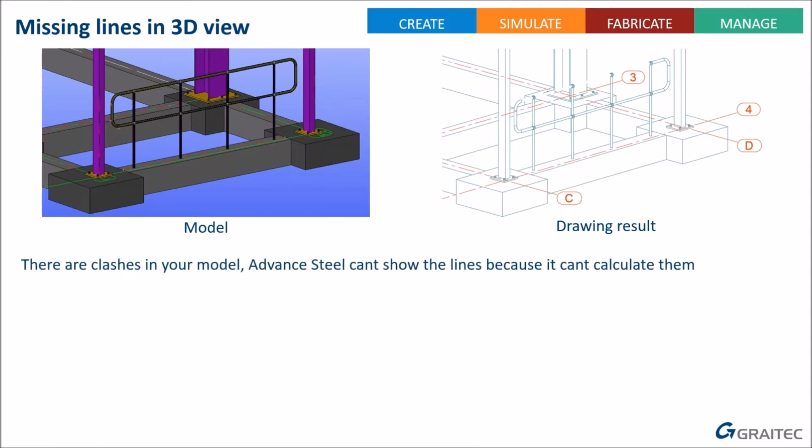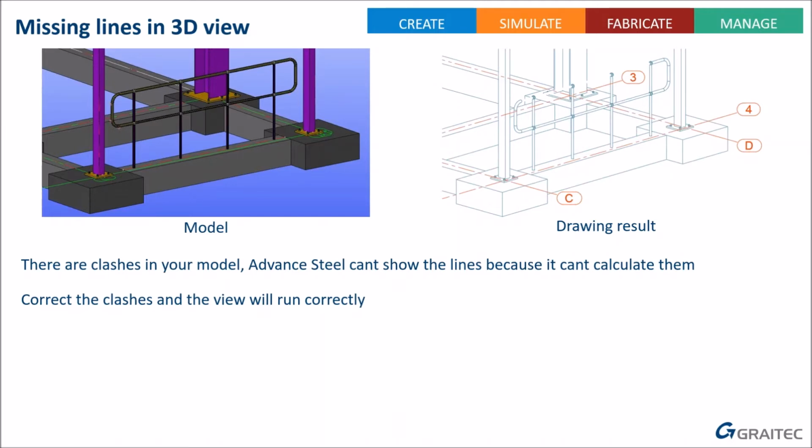The reason for that is there are clashes in your model, and Advanced Steel can't show the lines because it can't calculate them. So in this example, this rail here is too big, it's clashing with the balls. When Advanced Steel runs your GA views, it is effectively drawing the lines for you, but because it's clashing in the model, the system doesn't know where to draw the lines. So the way to correct that is you do have to correct the clashes in the model. There's no other way of getting around it. We do need to go and correct the clashes.